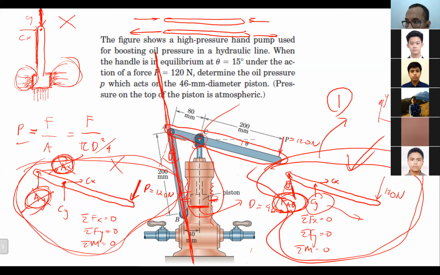Now, just now the one who helped me was Johan. Okay, Johan, would you mind pointing out one of your friends to help me solve this particular problem, to find CY? Okay.